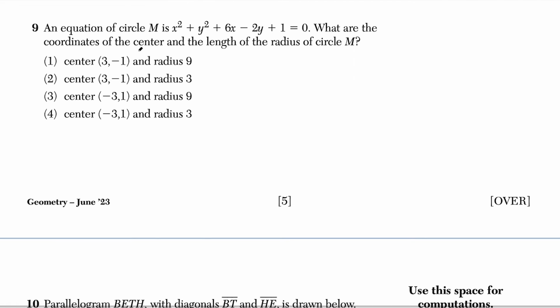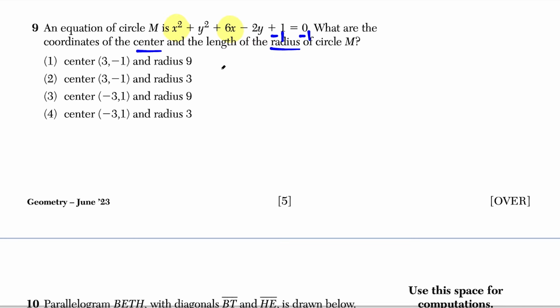Definitely choice 1. Question 9, we have circle M, and here's the equation for it. We want to know what are the coordinates of the center and the length of the radius of circle M. So for this one, we have to know how to complete the square, and we have to know the equation of a circle. So when we want to complete the square, we want to get the x terms together, and we also want to get the y terms together. And then that constant, the +1, I'm going to just move to the other side by subtracting 1.